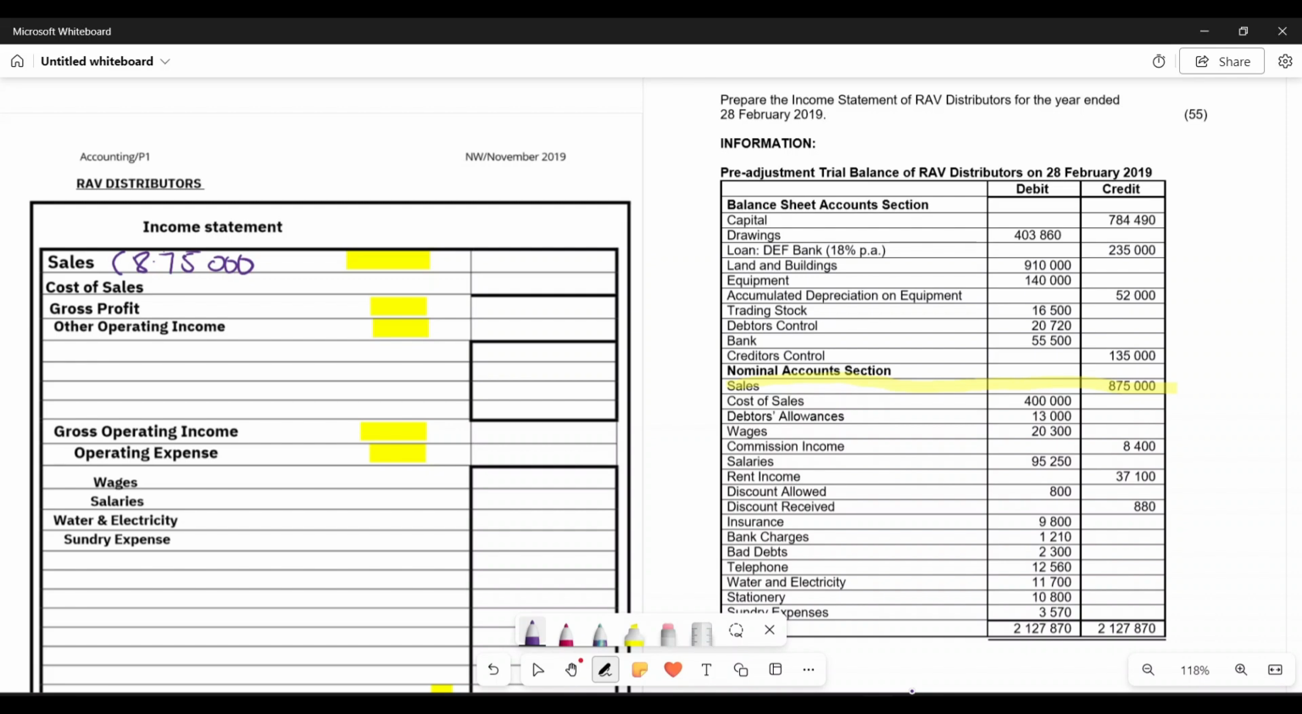And now let me see if I had any debtors allowances, right? So here on this information, my debtors allowances, let me check. So these are my debtors allowances that I'm given and they amount to 13,000. Remember, you need to always subtract your debtors allowances. And now punching this into my calculator, 875,000 minus 13,000, this would be equals to 862,000.